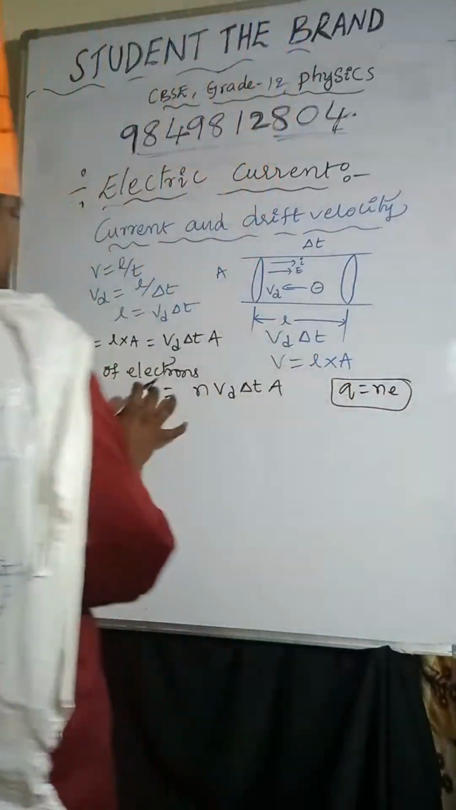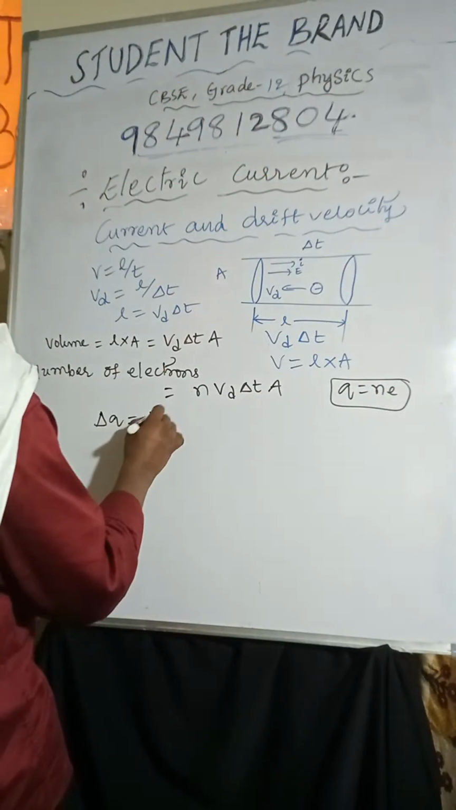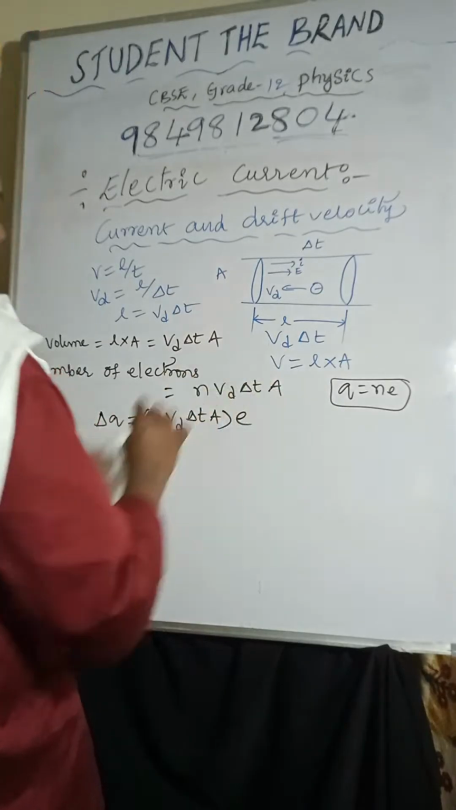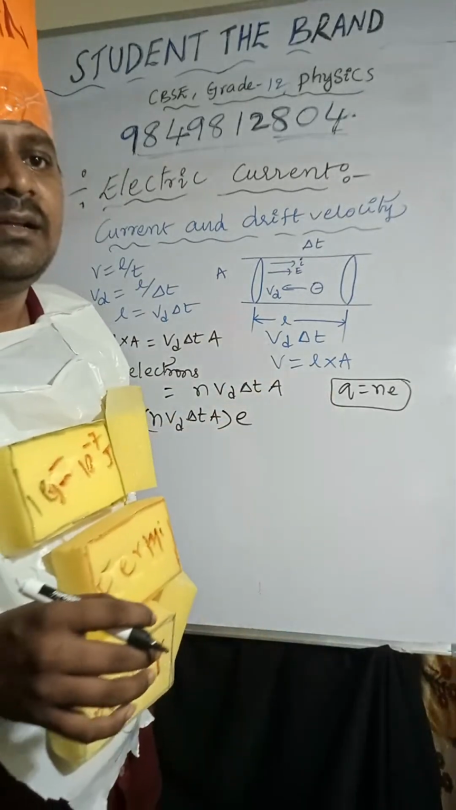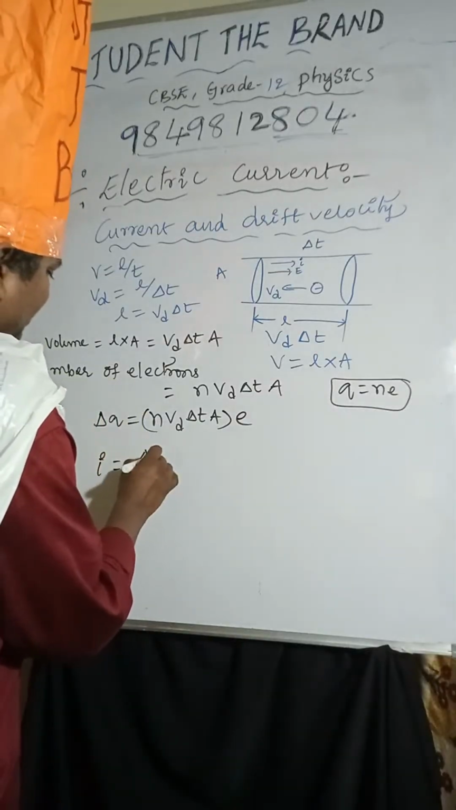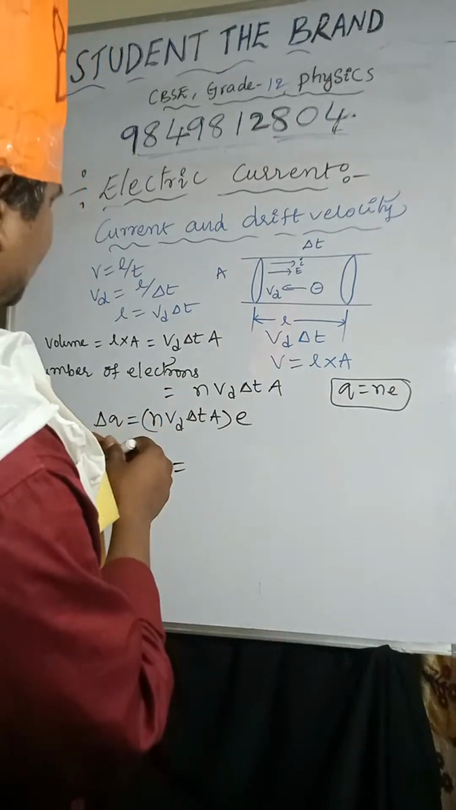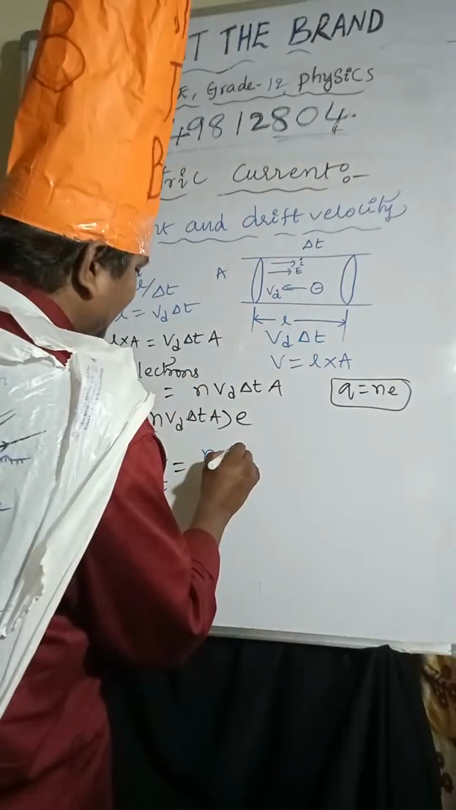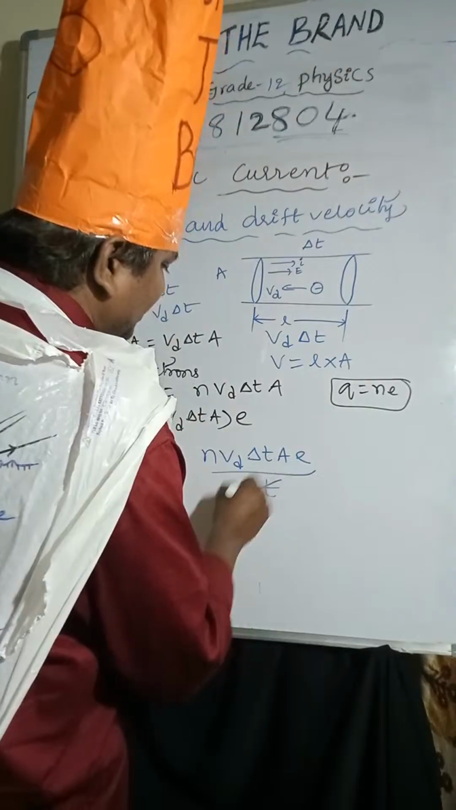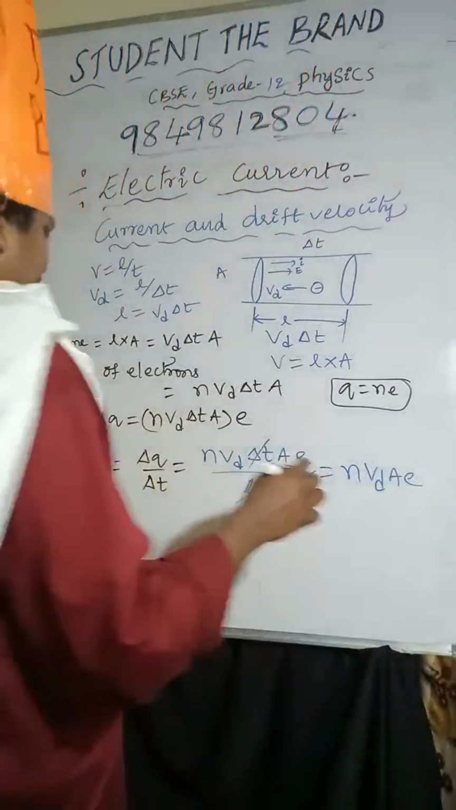Okay. So N we already know, just e. So delta Q I am taking. N is nothing but N Vd delta T into A into e. So we know current. What is the current? Current I equal to delta Q by delta T. Substitute the value: N Vd delta T into A into e by delta T. So delta T gets cancelled, N Vd A into e. So that is current.